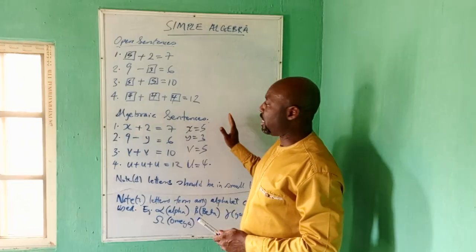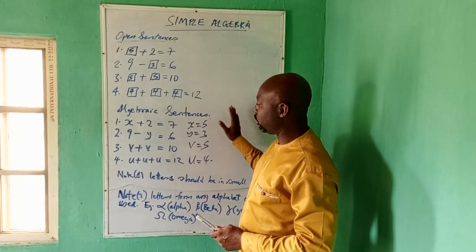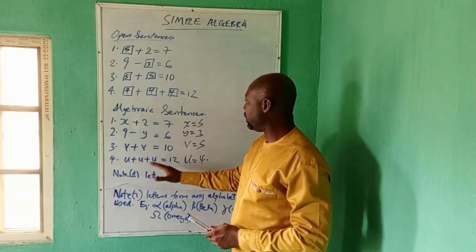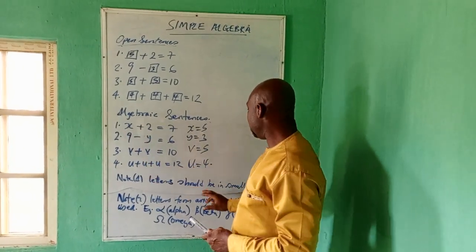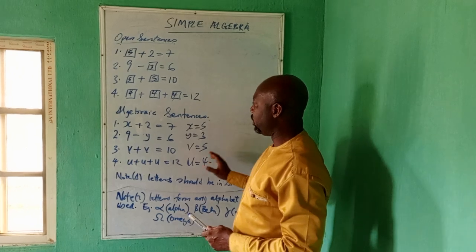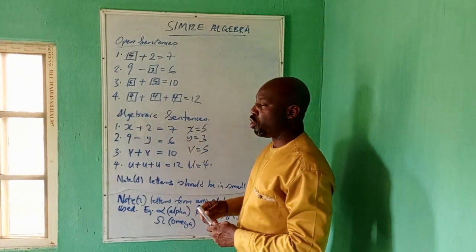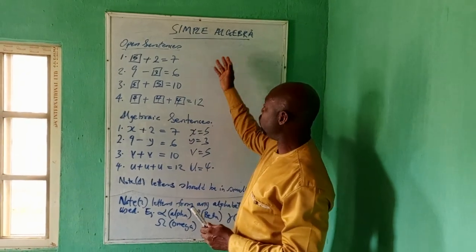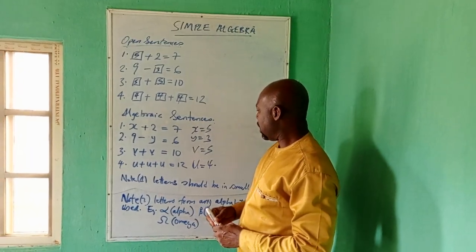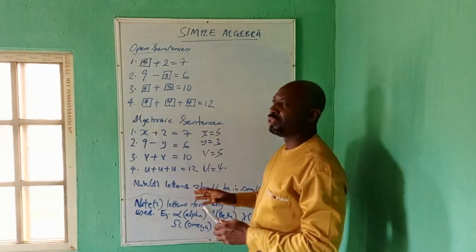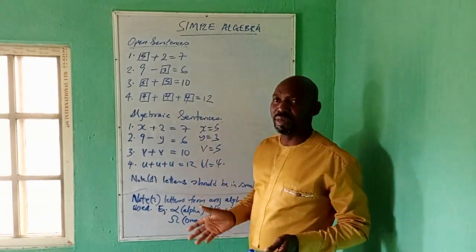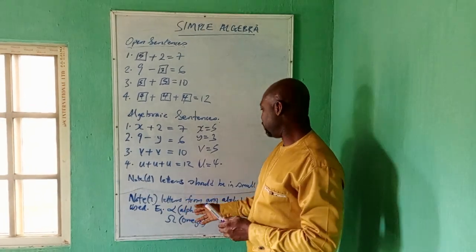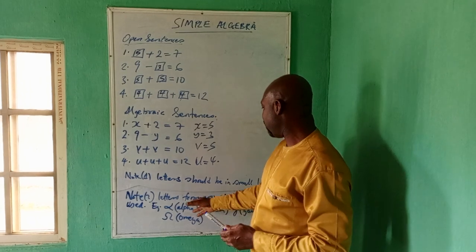And there are rules in writing algebraic sentences which I just want to state now. The first rule is that these letters have to be in small letter. You don't use capital letters for algebraic sentences, especially when doing simple algebra. And the letters could be from any alphabet in the world. Like I have some Greek letters from the Greek alphabet.